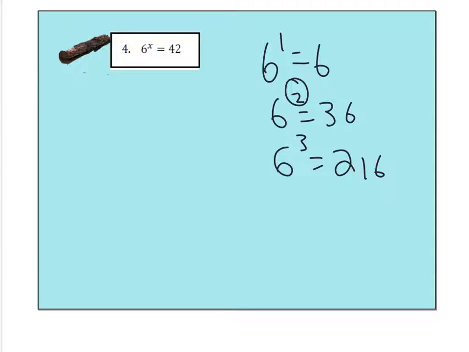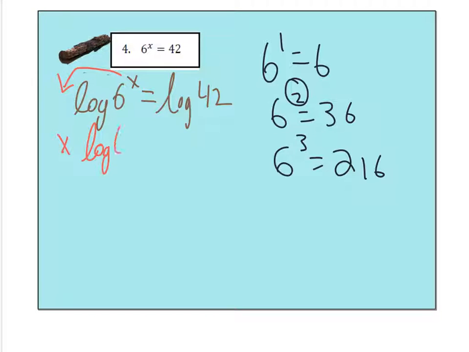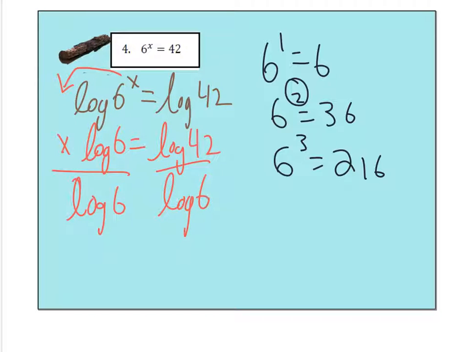So I'm going to take log of 6 to the x equals log of 42. So then this comes out front, x times log of 6 equals log of 42. So then to solve, divide by log of 6. And you have to kind of imagine, you put these numbers in a calculator, you're going to get a decimal. So my answer is going to be log of 42 over the log of 6.